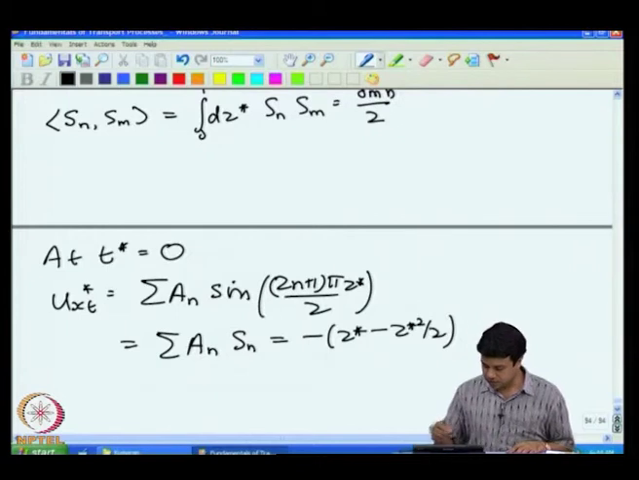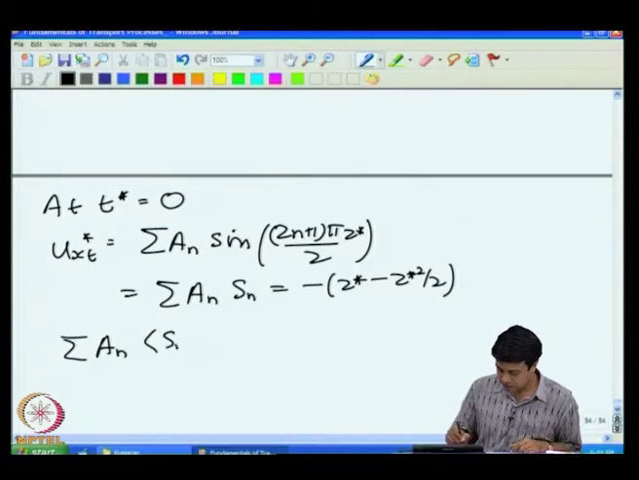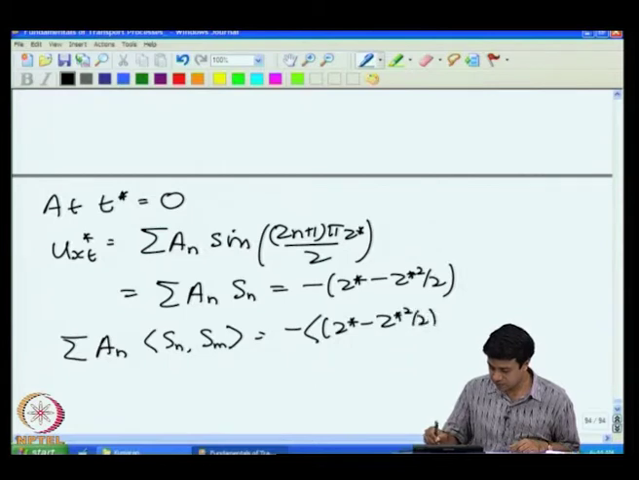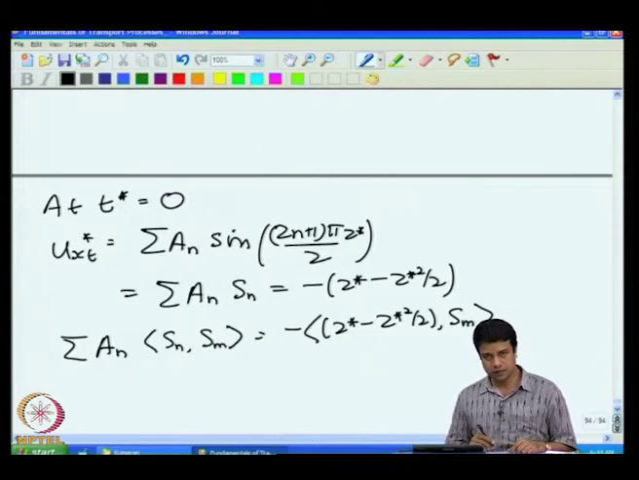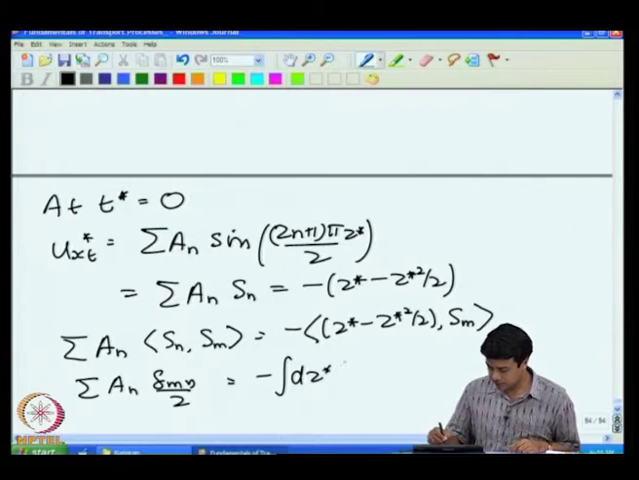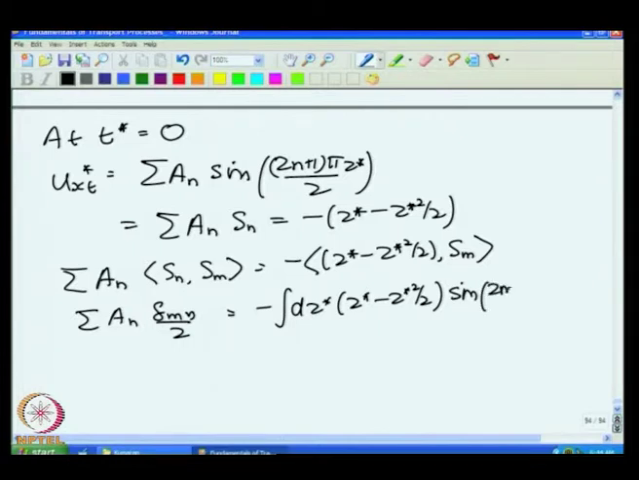So, how do I find out the coefficients a_n? I take the inner product of both the left and the right hand sides with respect to Sm. So, the summation of a_n Sn comma Sm is equal to the inner product of minus (z star minus z square by 2) comma Sm. This is equal to the summation a_n into delta_mn by 2, which is minus the integral dz of (z star minus z star square by 2) sine of (2m plus 1) pi z by 2.